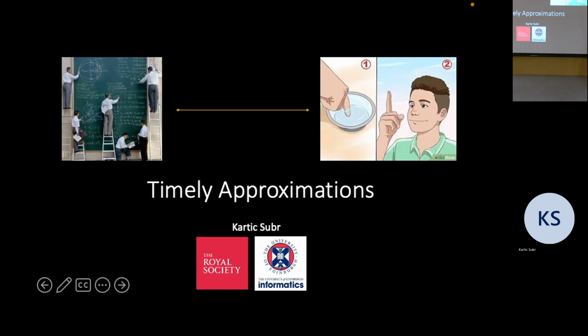My name is Kartic, as Vijay said. I'm a Royal Society University Research Fellow and an Associate Professor at Informatics.